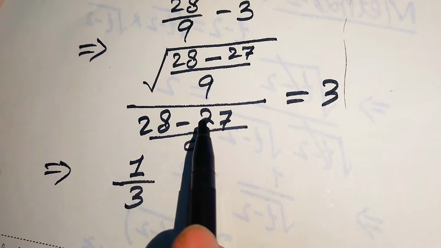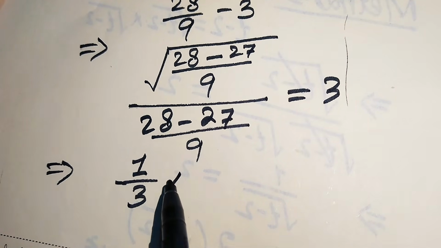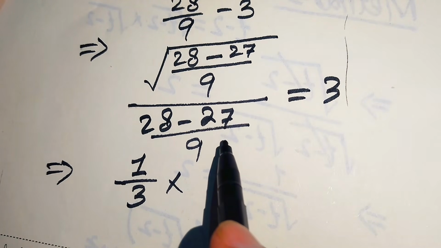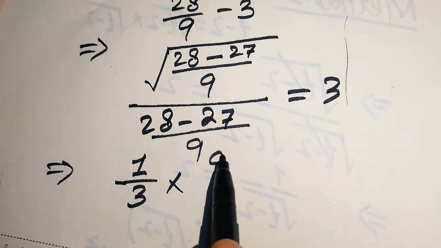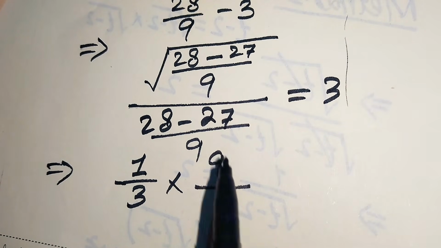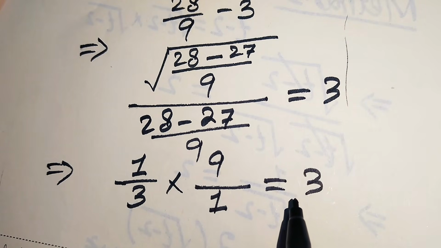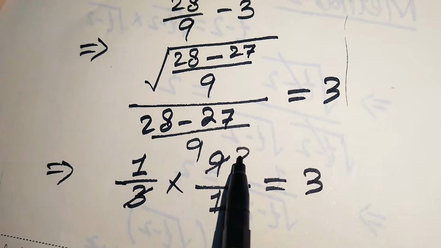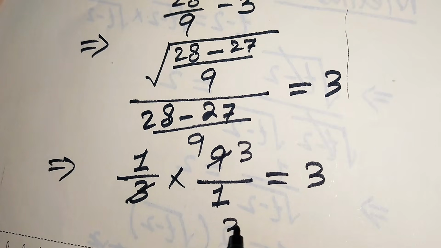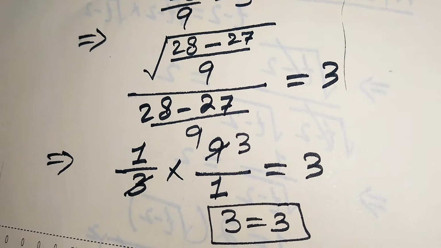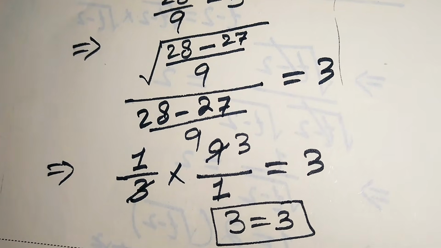So you see that here we have a fraction, so we move the fraction from the denominator to the numerator by taking its reciprocal, and we write it as 9 divided by 28 minus 27, which also becomes 1, and this is equal to 3. And further you see that 3 times 3 becomes 9, and finally we have 3 is equal to 3. This shows that the value c equals 28 over 9 satisfies our given question statement, and this is our final answer to this question.